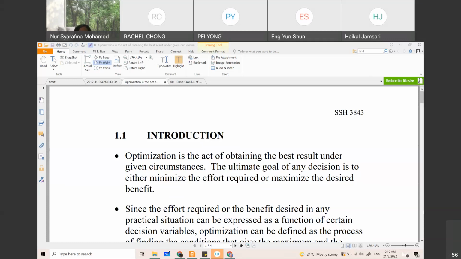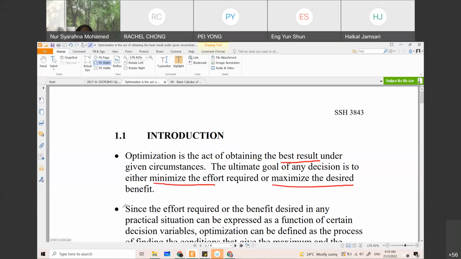So for now, as you can see from the definition here, optimization is the act of obtaining the best result. Okay. So what kind of result? In terms of profit and loss, in terms of production, in terms of reducing the defect items and so on. Right. So the ultimate goal of any decision is to either minimize the effort required or maximize the desired benefit. So that benefit can be profit, can be production, can be the best rate, and so on.